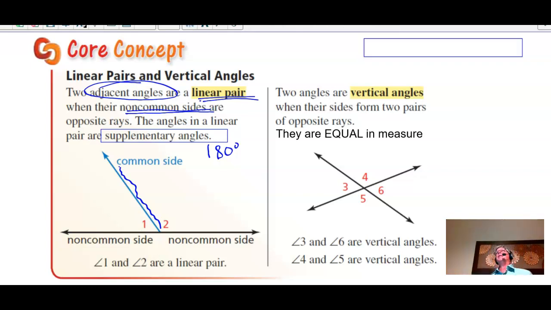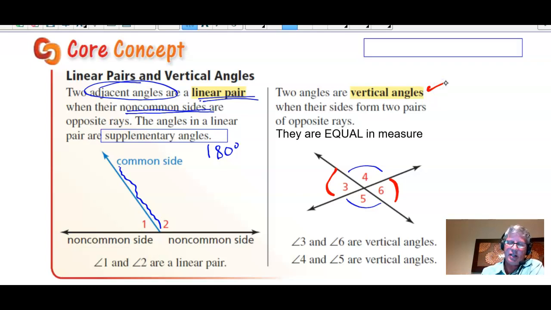Vertical angles. Vertical angles are amazing because all they are is you take two lines and they intersect. They're going to create two pairs of vertical angles. What I mean by that is that 4 and 5 are going to be a vertical pair, and 6 and 3 are a vertical pair. So opposite angles of intersecting lines are called vertical angles.